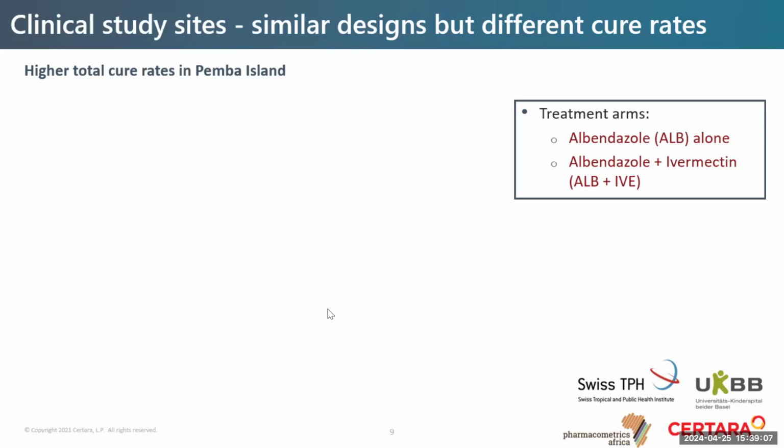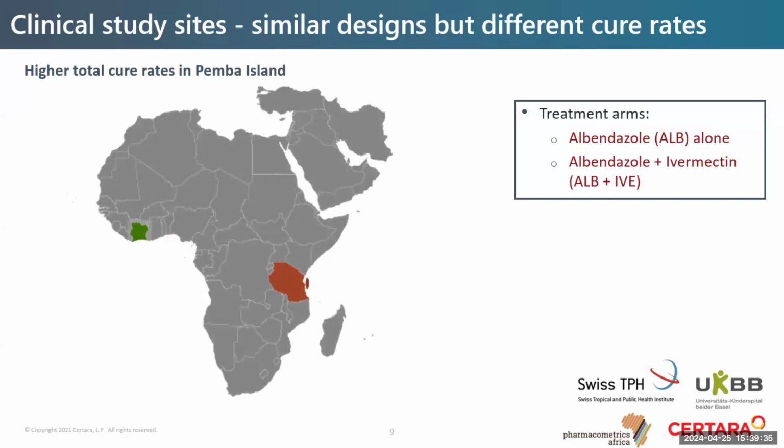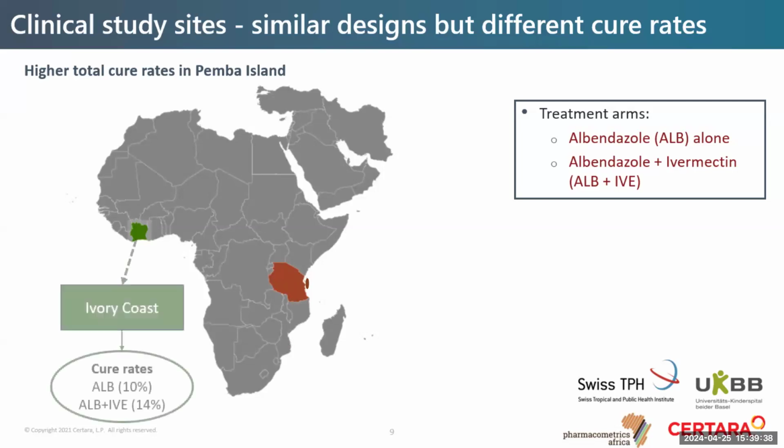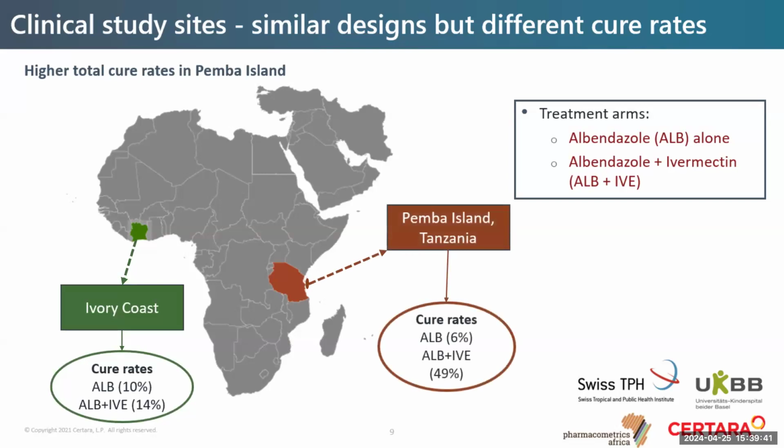So in our study, we had to assess 2 treatment arms. One using albendazole alone, which is an antiparasitic medication to treat this infestation, or we could give these patients albendazole plus ivermectin. And I'm sure from COVID, everyone knows what ivermectin is at this point. So the issue we were dealing with is that we had data from 2 different countries. One was Ivory Coast and the other was Pemba Island, Tanzania. And within the 2 countries, we saw difference in cure rates.